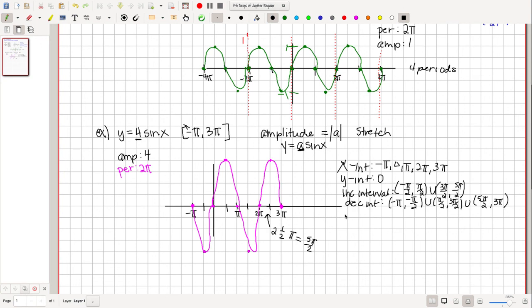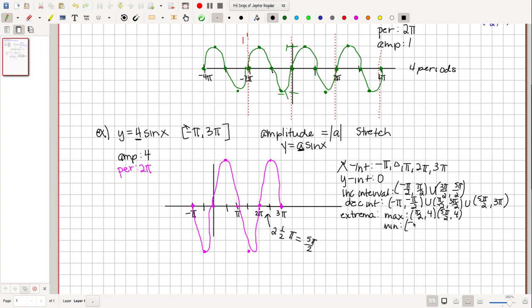Okay? And then we have our points of extrema. And remember earlier, extrema is just maximums and minimums. Okay, and these are coordinates. My first maximum is this point right here. Again, that's pi over 2. Now we are up at 4. Okay, I have a second one. Remember, that's 5 pi over 2. So 5 pi over 2, 4.